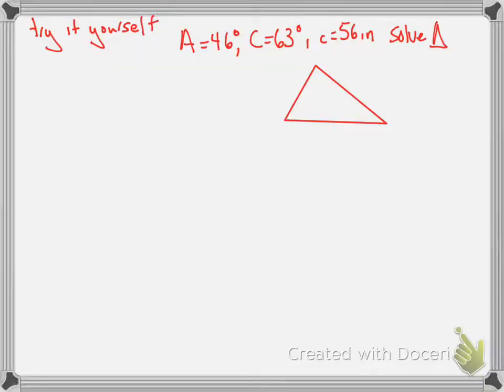Okay, on the guided notes, this would be the time where you would have your first try it yourself. Here we see our angle measures are 46 for angle A, angle C is 63, and we have a side length of c being 56. And it says solve the triangle.